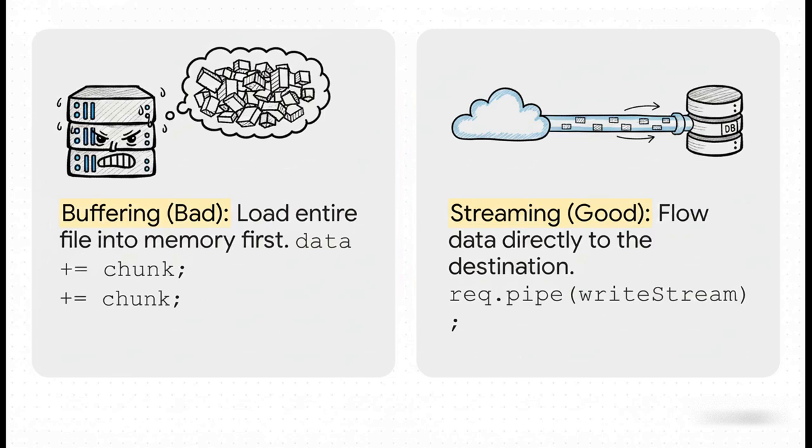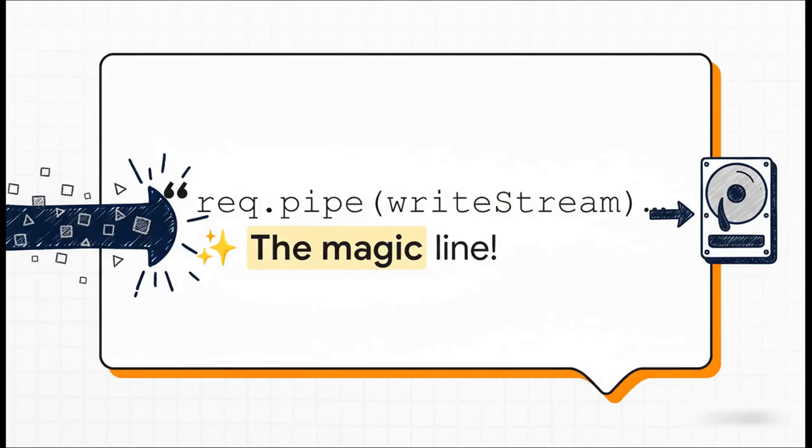Okay, look at the left. That's the wrong way, the old way. We're listening for data, we're building up this gigantic string variable in memory, and only when it's all there do we finally write it to a file. Total memory hog. Now look at the right. This is the stream way. We just create a writable stream that points to our file, and then we use that one magic line: request.pipe to write stream. Seriously, that's it.